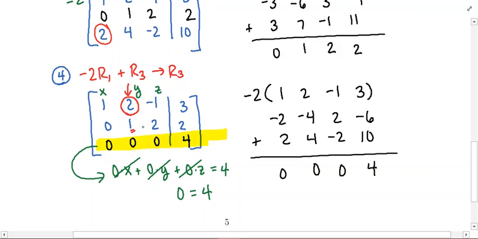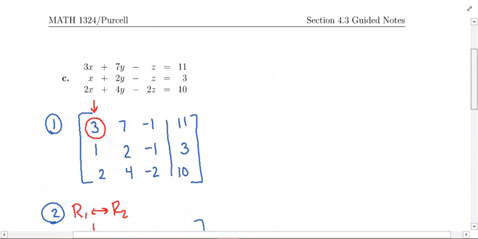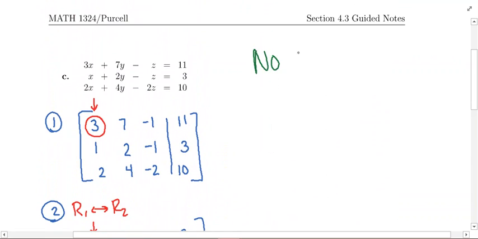But anytime you're in your process and you see a row that looks like this, where one of the rows has all zeros on the left side of the vertical bar and a non-zero number on the right, that translates into some kind of nonsense statement like 0 equals 4. And that doesn't make any sense. So that implies that the system has no solution. At this point, we can just write down this system has no solution and we can move on to the next one. So again, what does that mean?